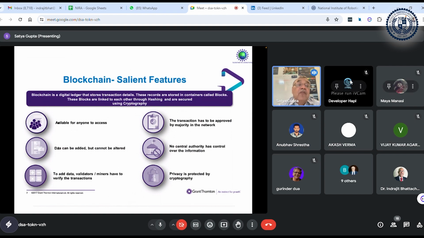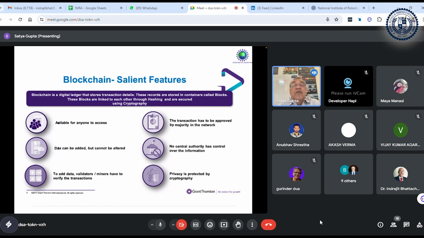By now, you would have known blockchain is a digital ledger that stores transaction details. These records are stored in containers, which are called blocks actually, because it has the content and then it has a hash and it has the destination address to whom this transaction has to go, because it is peer-to-peer communication. These blocks are linked to each other through hashing, and that is what I mentioned. When one block is received on the network, a hash is created, and that hash is the replica that tells what is the information in that earlier block, and then the new block with validation is created, and they are secured using cryptography.